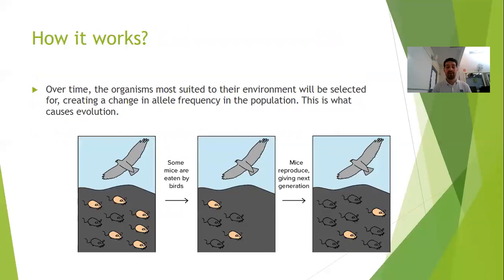So over time, those ones with increased fitness are going to be more likely to survive the selection pressures of the environment. So they're going to be able to survive things such as drought, habitat, predators. The ones with the higher fitness are going to increase their allele frequency in the population.